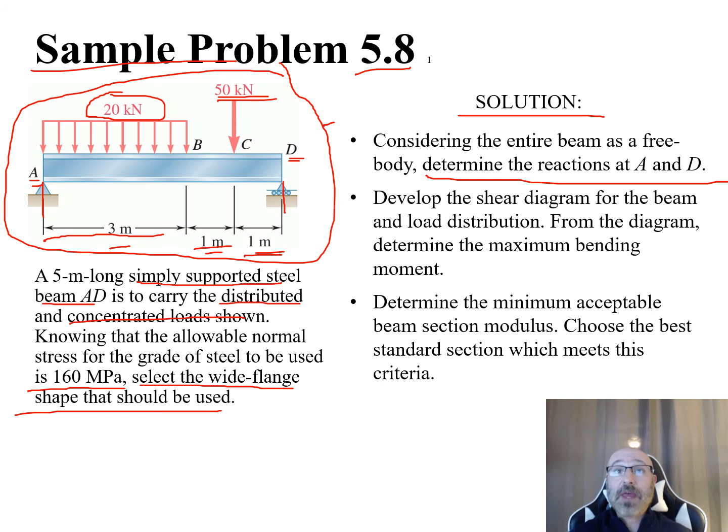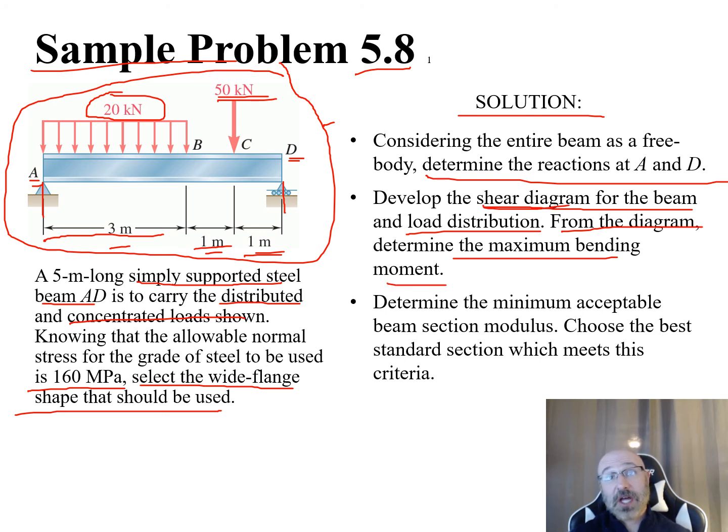Once we've done that, next we want to develop a shear diagram for the beam and load distribution. That's the shear diagram we're going to need to come up with. We've done one of these before. They're not asking for a moment diagram yet, but right now the first part is a shear diagram. Now from the diagram, determine the maximum bending moment. So we do still need to find the maximum bending moment.